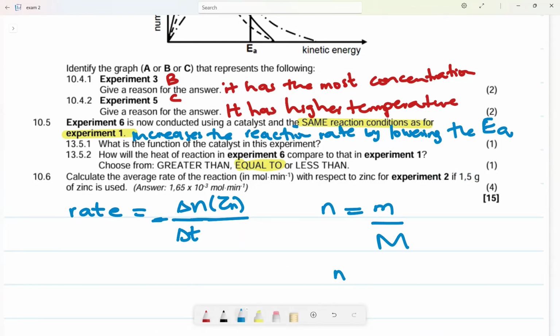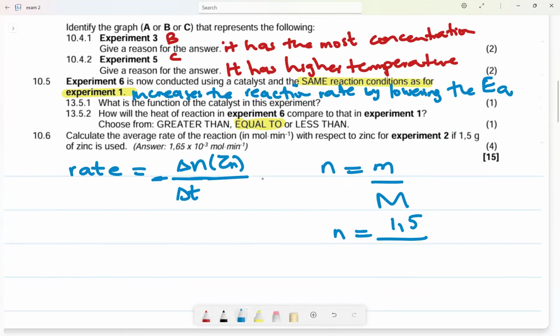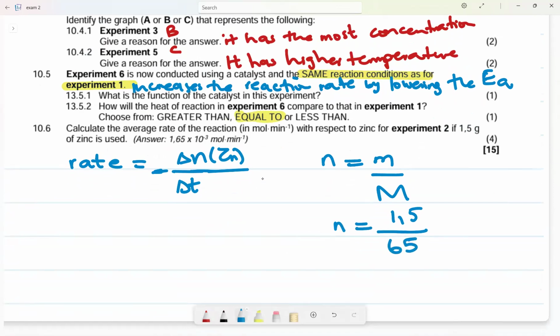What is the mass? The mass is 1.5. What is the molar mass of zinc? I think it is 65, if I remember very well. We have the number of moles of zinc. It is how much? Let me use my calculator quickly. 1.5 divided by 65, I get something like 0.23. Sorry, 0.023 moles. Okay. This is 2 significant figures. Remember I said after a comma, if there is a 0, you do not count it. You start counting from a number.